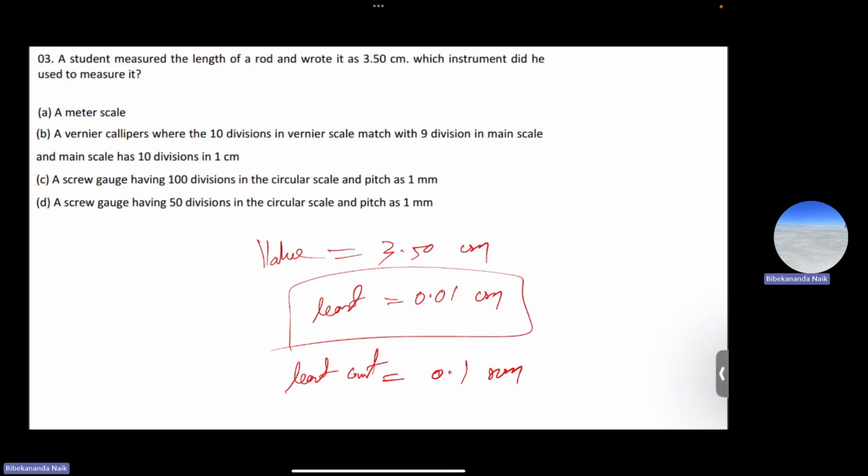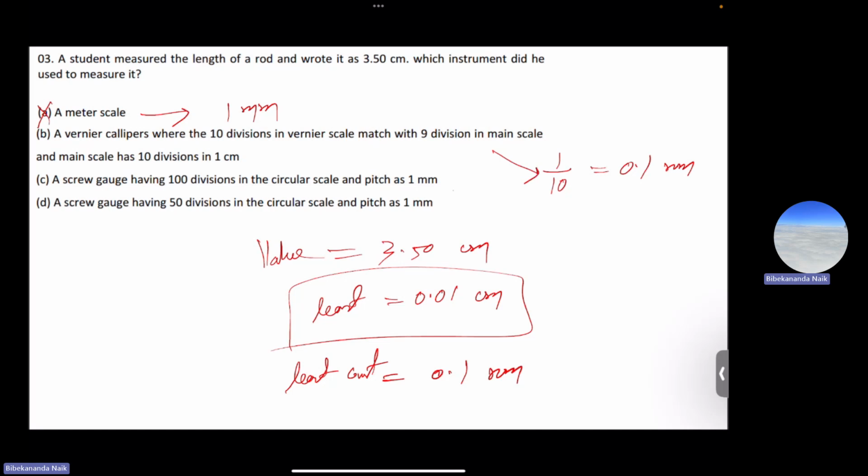Now let's consider the least count of the devices. The least count of meter scale is 1 mm, so it is not correct. If it is 1 mm, then it will be 3.5 centimeter only, not 3.50. In the second case, it is vernier caliper which has 10 divisions in vernier scale matching with 9 divisions in main scale, and main scale has 10 divisions. So here it will be 1 by 10, so it will be 0.1 mm least count for vernier scale.